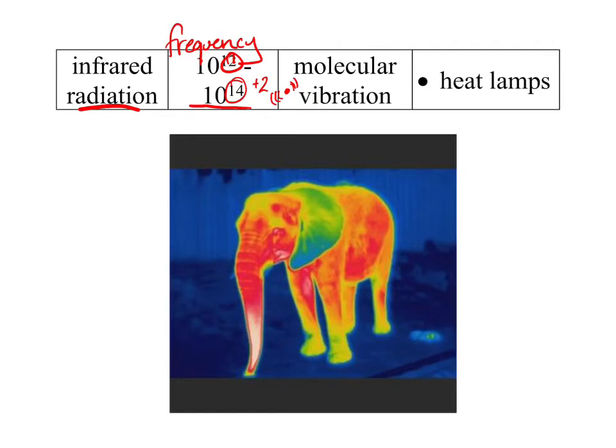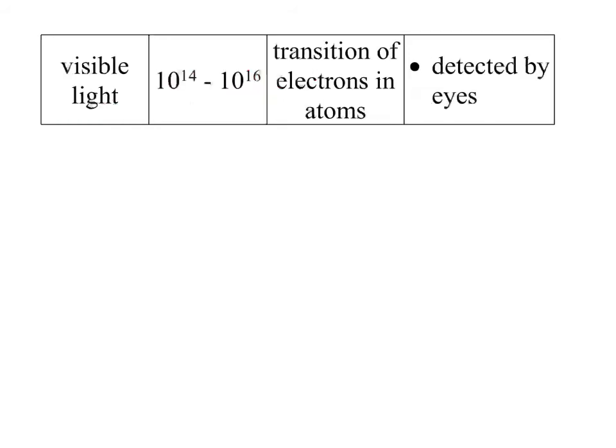So obviously used in heat lamps, but we've also created the technology to be able to read infrared radiation. So this is an example of an elephant and it's infrared radiation that it's giving off. So apparently they're really, really warm in the trunk and have really, really cold ears. Oh, poor cold ears. So that's infrared radiation.